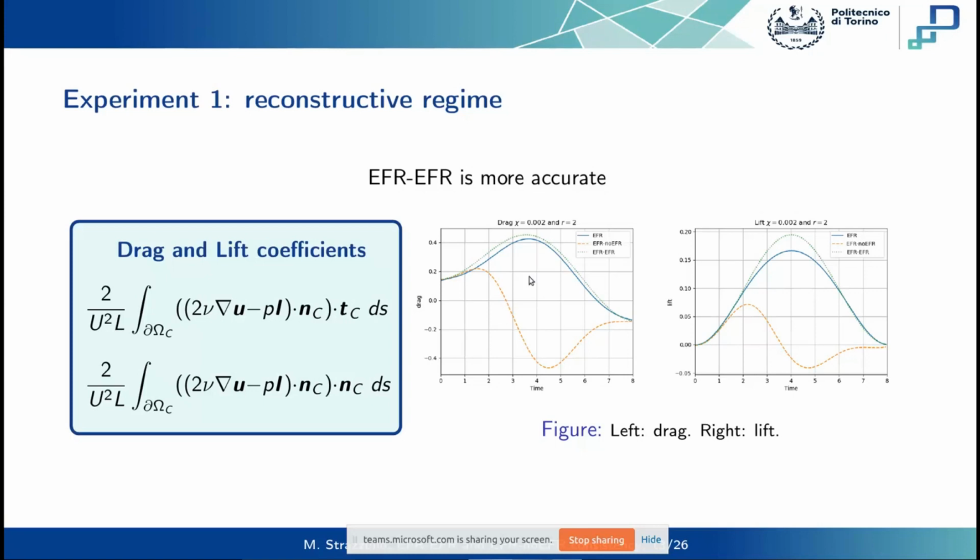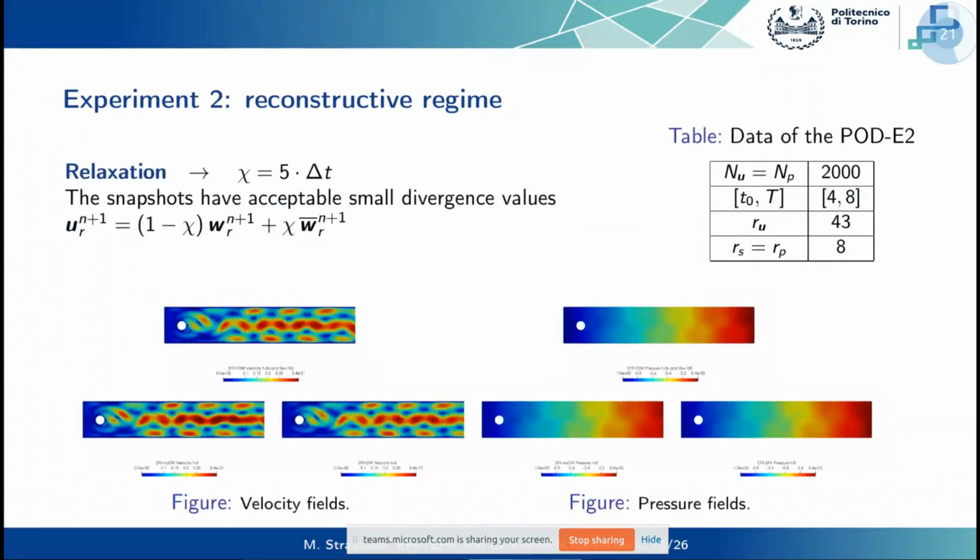And you see that basically here, the two EFR results are quite similar, both for drag and lift, and no EFR is totally off. I want to stress that recovering the force coefficients was the most difficult part, let's say, of the results, and you will understand later why. Great, so now I'm going to show experiment 2.